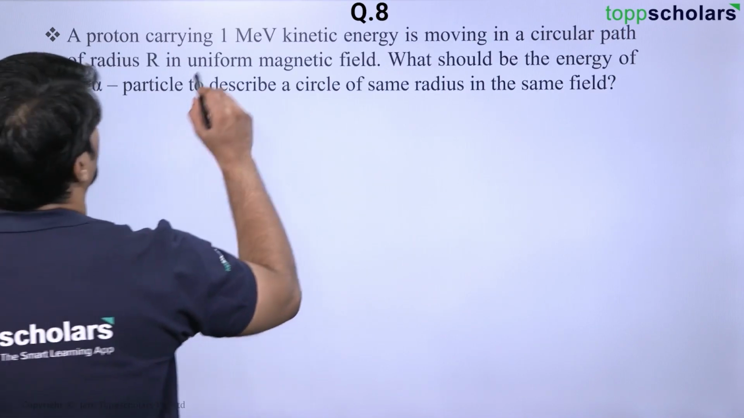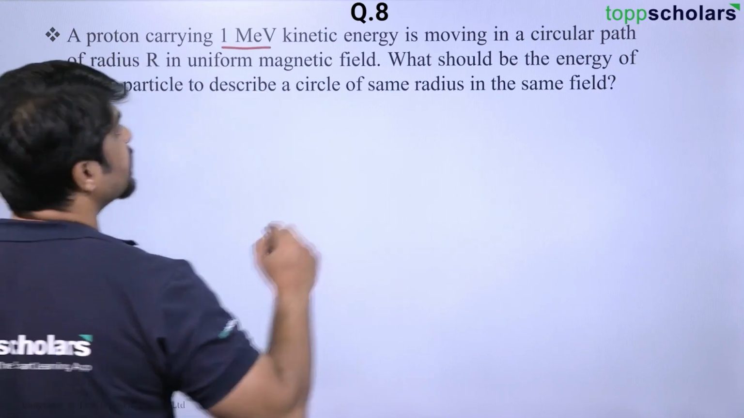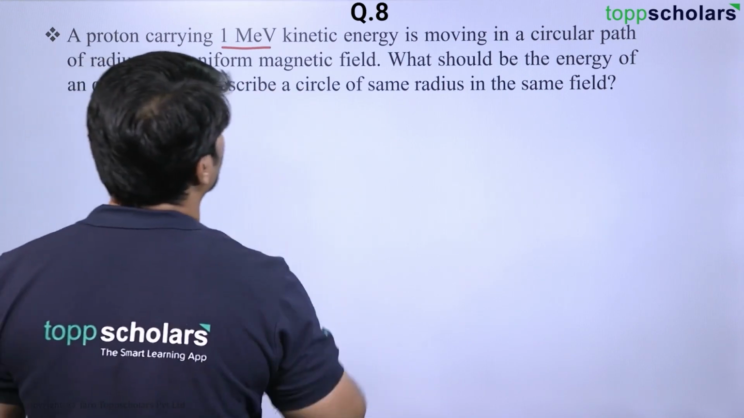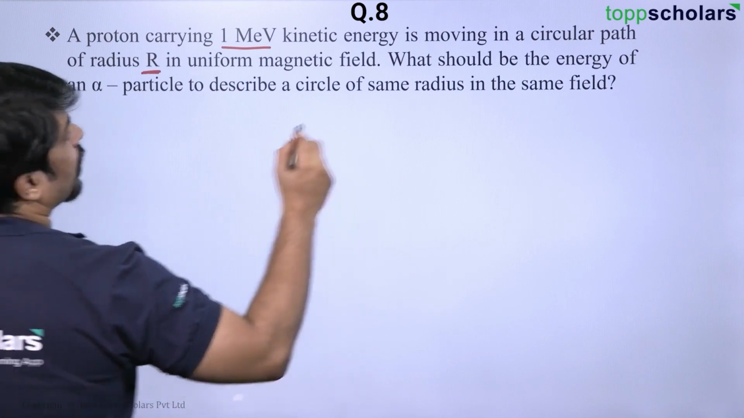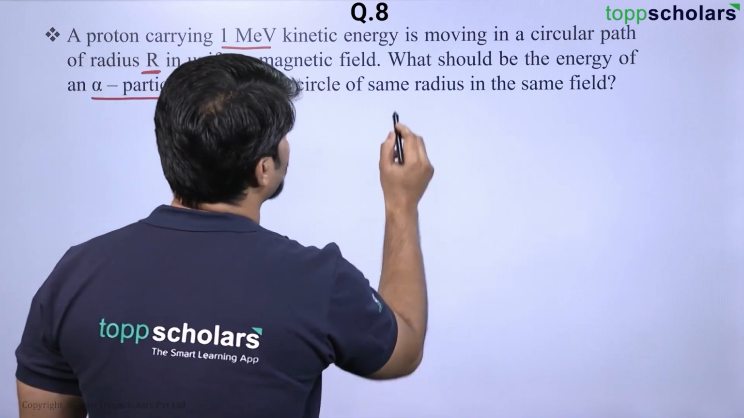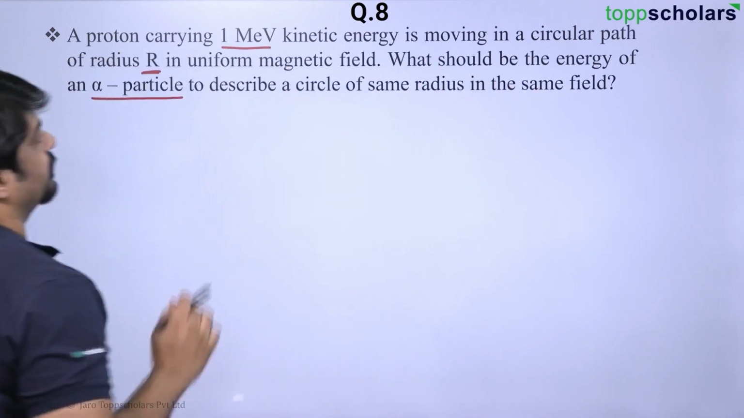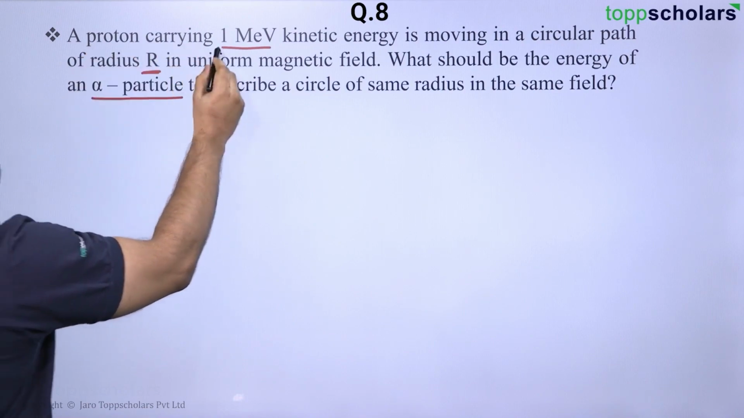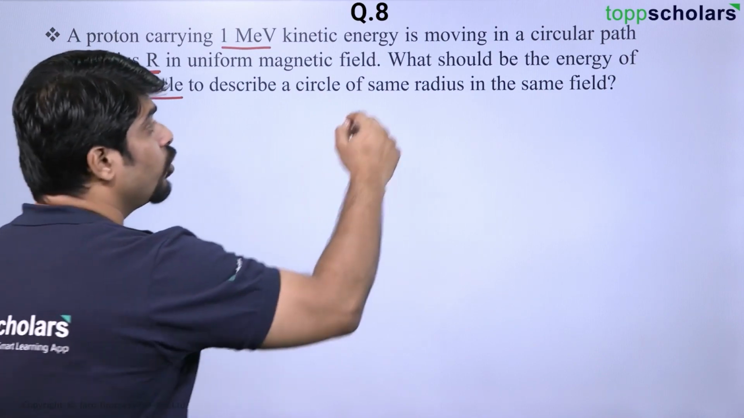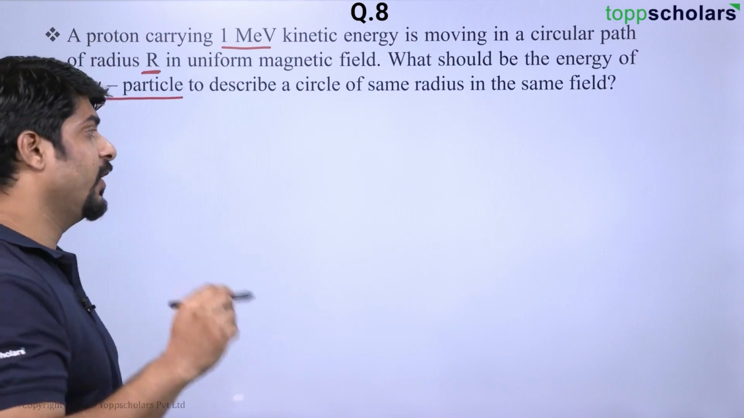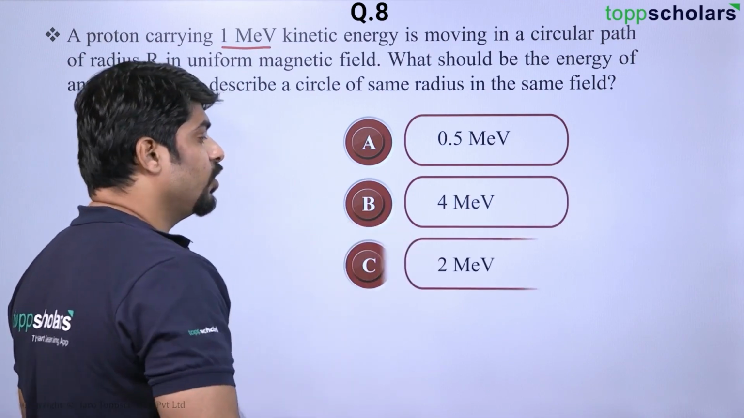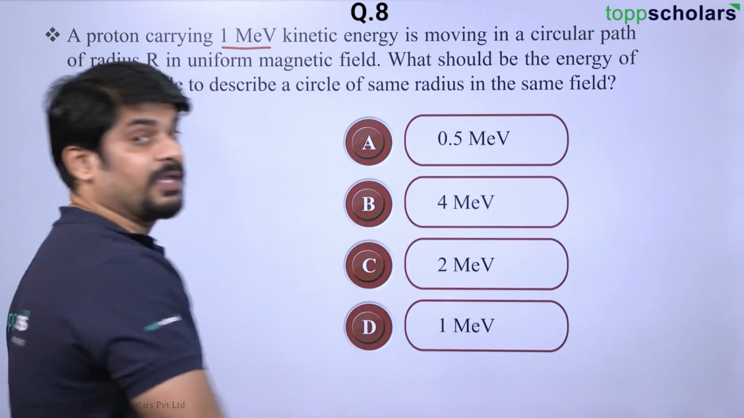A proton carrying 1 mega electron volt kinetic energy is moving in a circular path of radius r in a uniform magnetic field. So r is the radius. What should be the energy of an alpha particle to describe a circle of the same radius in the same field? First there is a proton carrying energy 1 mega electron volt, and then we have an alpha particle. So what should be the energy of the alpha particle? That is what we have to find out. Options are 0.5 mega electron volt, 4 mega electron volt, 2 mega electron volt, and 1 mega electron volt.